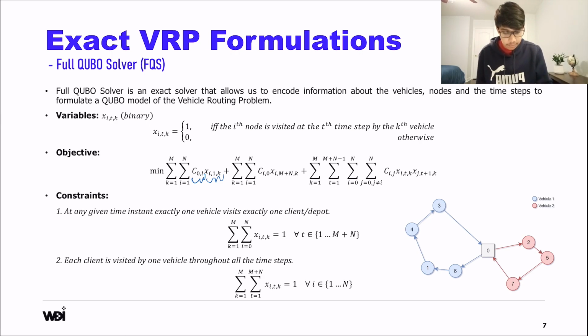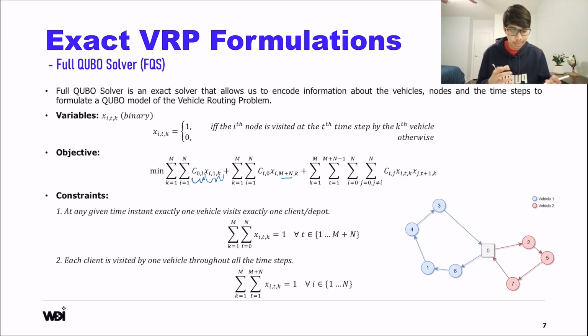Then we have what happens at the final time step. So the final time step is n plus n, and then we have the cost from all of these nodes. We're summing over the cost from all of these nodes to the depot, because all vehicles must return at the last time step. And of course, we're also summing over all vehicles.